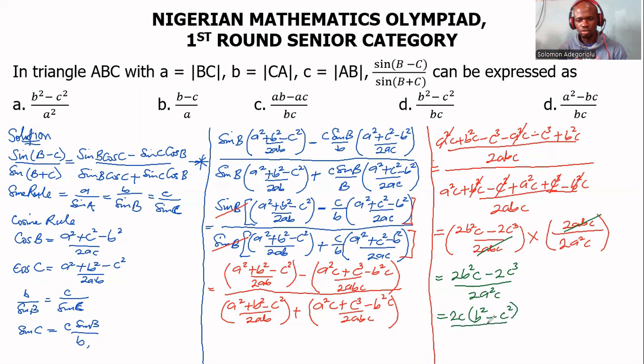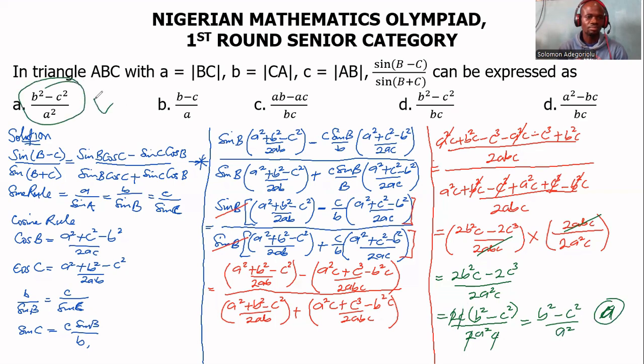Everything here is 2A squared C. So 2 we cancel out 2, C we cancel out C. So the final answer eventually becomes B squared minus C squared over A squared, which is option A. Option A is the answer, and the answer is this.